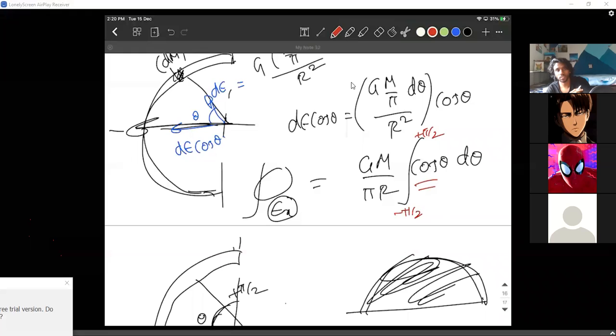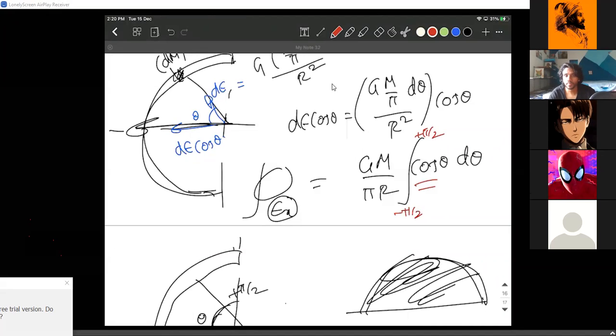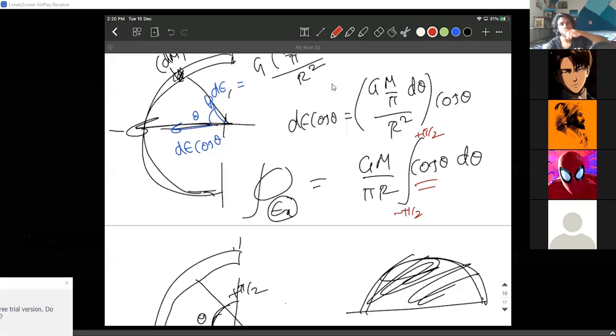Chetan has a doubt. Chetan, what is it? Sir, we can also say that it started from plus pi by 2 and ended at minus pi by 2. But you always put the lower limit first and the upper limit later. I hope you get it.